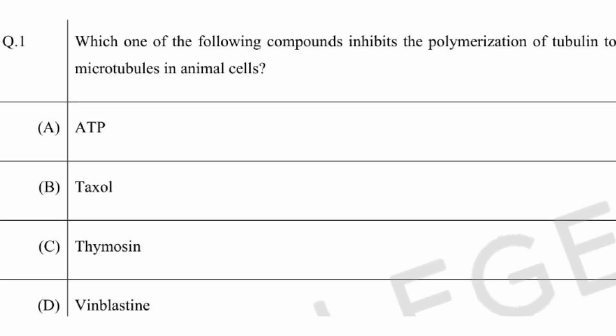First question. Which of the following compounds inhibit the polymerization of tubulin to microtubules in animal cells? ATP is not an inhibitor. Taxol, it stabilizes the microtubule, preventing depolymerization. Thymosin, it is not involved in microtubule polymerization. Vinblastine, it inhibits polymerization by binding to tubulin. It prevents tubulin dimers from assembling into microtubules, causing microtubule depolymerization. So the answer here is option D, that is vinblastine.